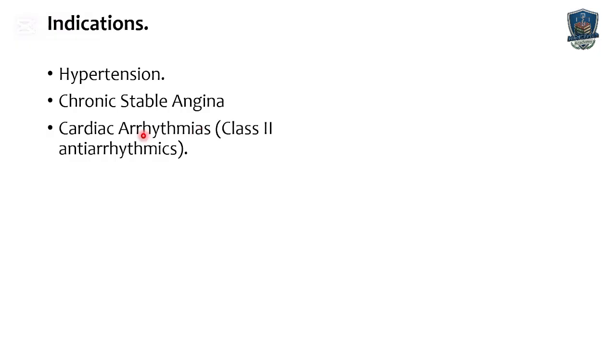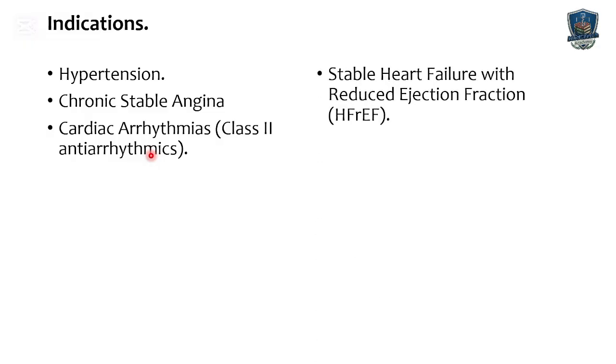The class 2, now, these are the beta blockers, as you can see here. Class 3 are the potassium channel blockers. The class 4 are the calcium channel blockers, and the class 5 are the adenosine and the digoxin. So when you look at the antiarrhythmics, you're going to look at the beta blockers also.